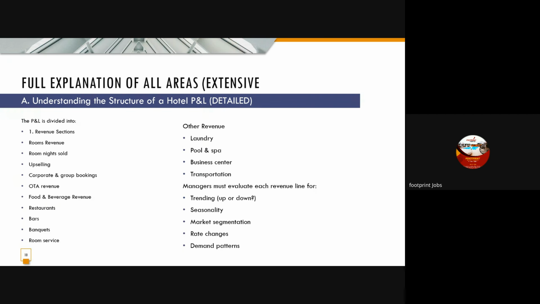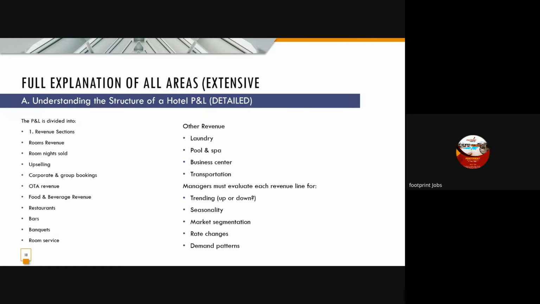Now, these are full explanations of all areas. These are all extensive explanations, understanding the structure of your hotel P&L. So this is where you understand the full structure of your hotel P&L. When we talk about hotel profit and loss, it is divided into different sections. Section A is the revenue section.